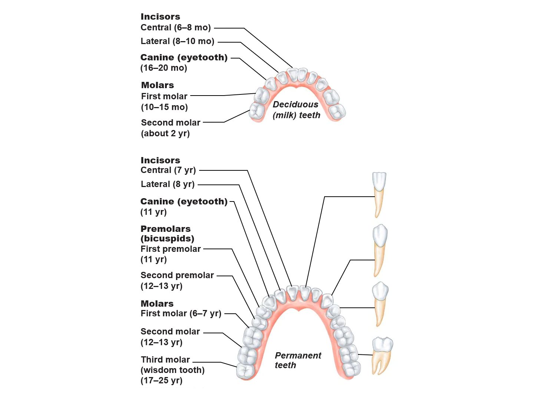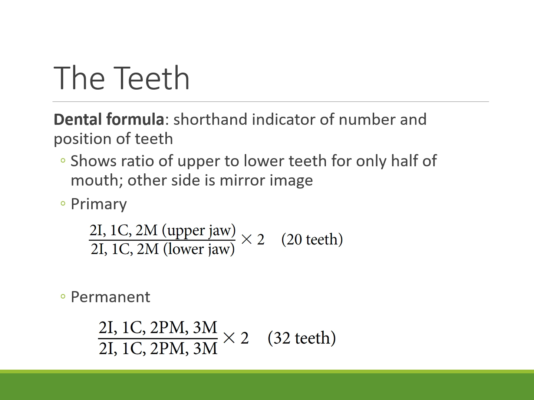So when we look at the teeth, there are 4 quadrants in the mouth that run from the central incisor back to the wisdom tooth, and those patterns are the same in each quadrant. So the dental formula is shorthand indicator of the number and position of the teeth that shows the ratio of upper to lower teeth for only half of the mouth. The other side is the mirror image, right?